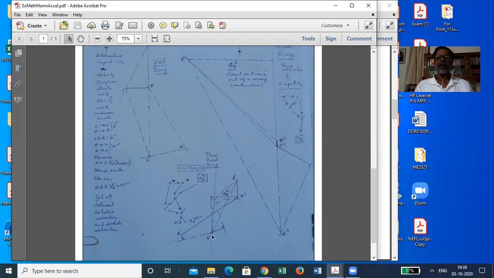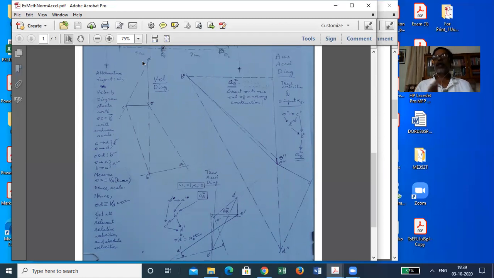Complete the triangle BCD. And then this O prime D prime gives you the acceleration of point D, which you wanted. And velocity of point D you have already got from here. So this is how the method of normal accelerations works. Okay, so it took quite a bit of time, but don't worry, the other side will take less time.